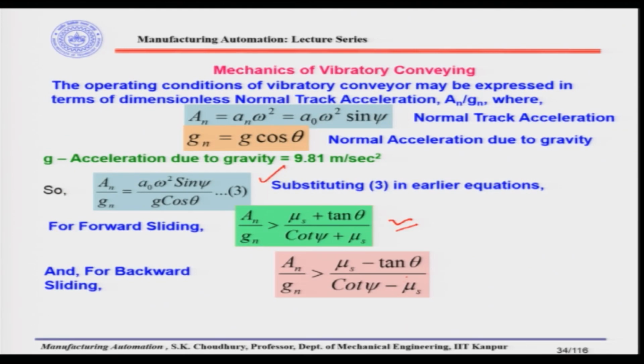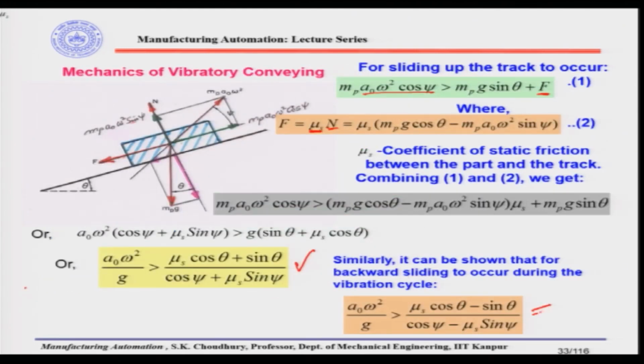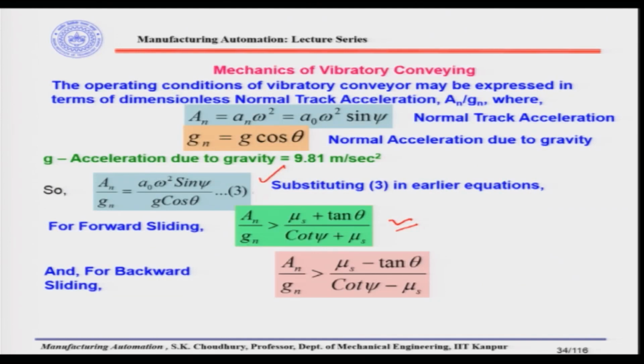And similarly, if we take this equation and substitute it with the equation for when the part goes backward, then we will get the condition for the backward sliding. So, this is more convenient to use because this is the component which dictates the operating condition of the vibratory bowl feeder.